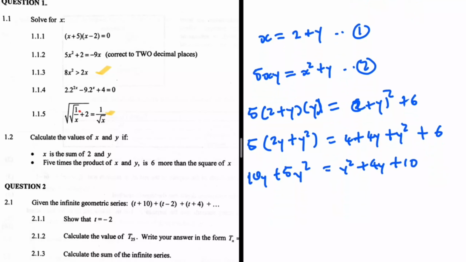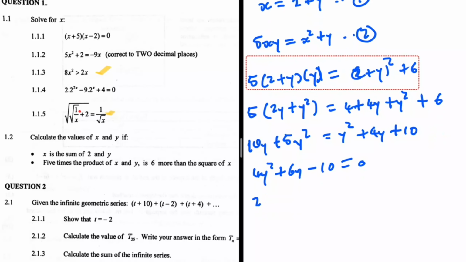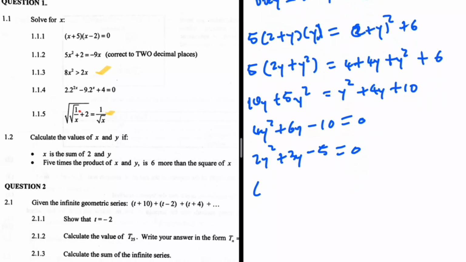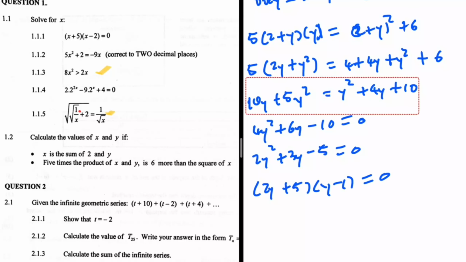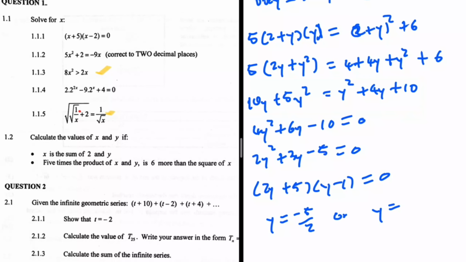So 5y squared minus y squared, that is 4y squared. Wow. And then 10y minus 4y, that is plus 6y. And then minus 10 equals 0. We can divide everything by 2, that is 2y squared plus 3y minus 5 equals 0. We can factorize this: (2y plus 5) multiplied by (y minus 1) equals 0. So that will be 2y squared minus 2y plus 5y, which will give us plus 3y and then minus 5. Okay, so that is fine. y equals minus 5 over 2, or y equals 1.